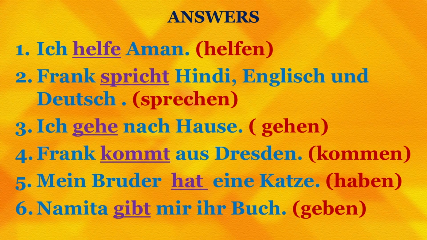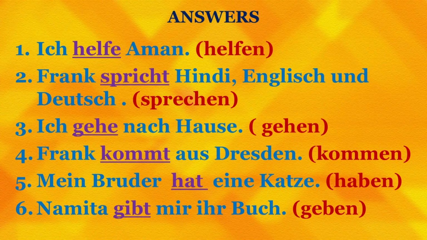Ich dash nach Hause. Dear learners, the verb given here is gehen, that means to go. So, it's simple, we need to write the correct conjugated form of the verb gehen with the given subject, that is ich in this case. So, the answer becomes Ich gehe nach Hause, and it means I am going home. Ich gehe nach Hause, I am going home. Let's move on to the next sentence now.